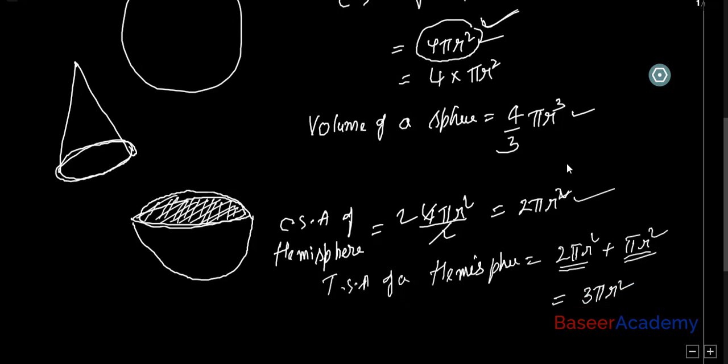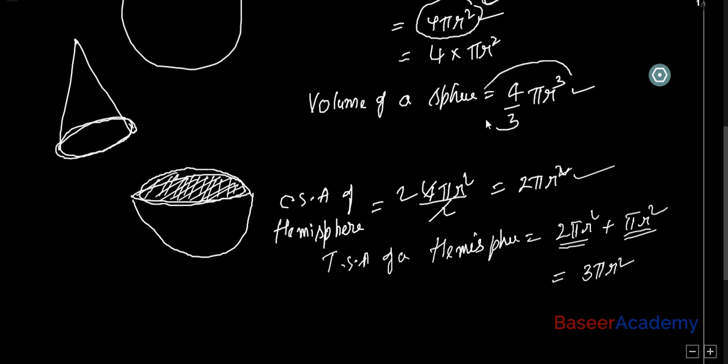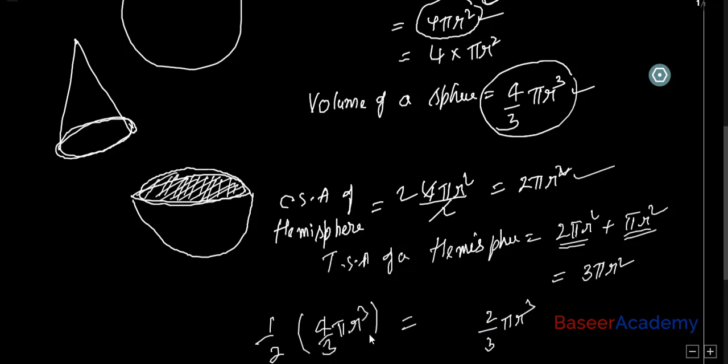And the volume again is half of this, half of the volume of a sphere. So instead of taking 4 by 3 pi r cube, the volume of a hemisphere would be 2 by 3 pi r cube, because half of 4 by 3 pi r cube is obviously 2 by 3 pi r cube, right? 2 by 3 pi r cube is nothing but the volume of a hemisphere.